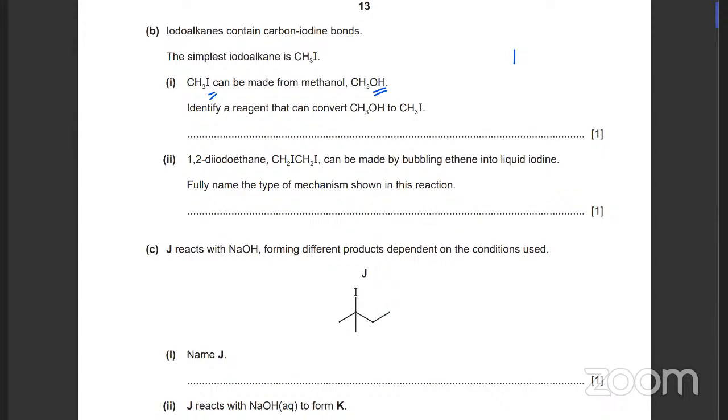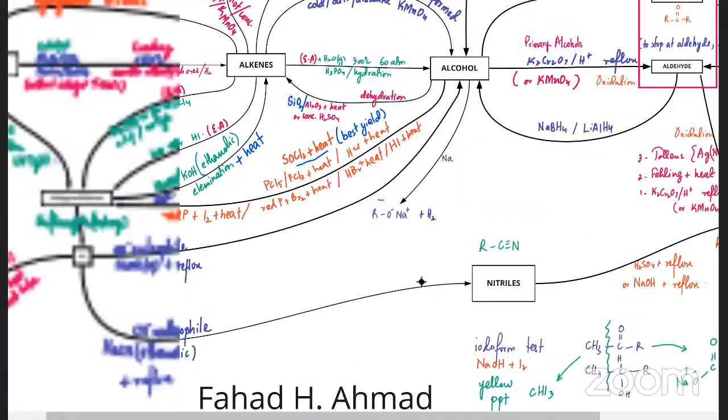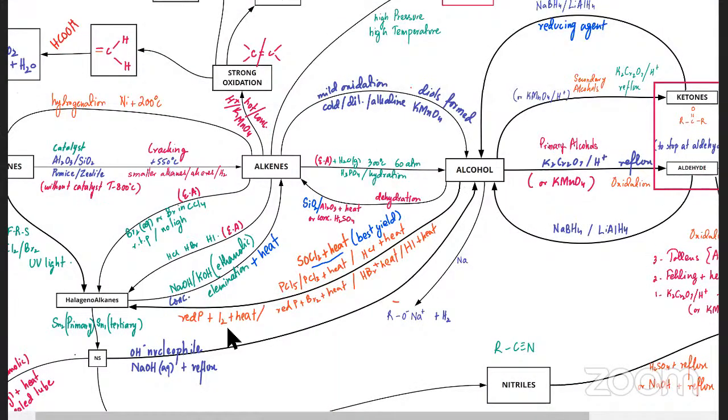Phosphorus plus I2 is fine, plus heat. You can also use HI plus heat as well. I mean, it's given over here. How do you convert an alcohol to a halogenoalkane? Red phosphorus plus I2 plus heat. You can also use HI plus heat, but remembering one would be fine.